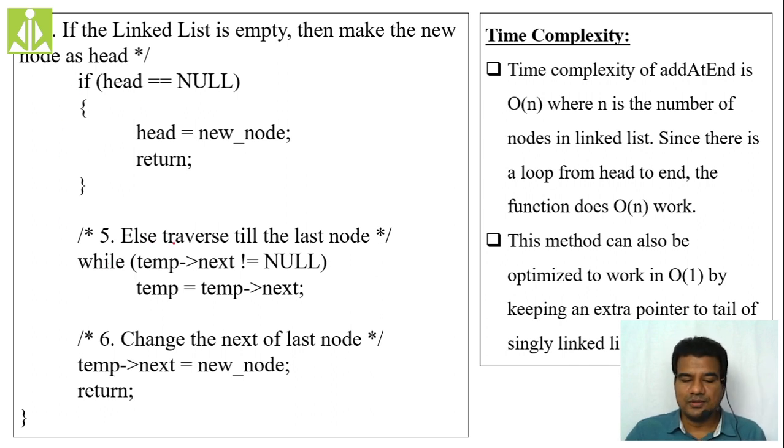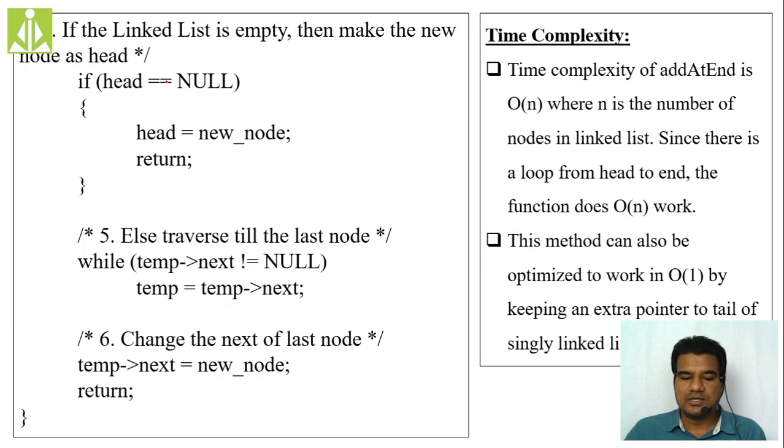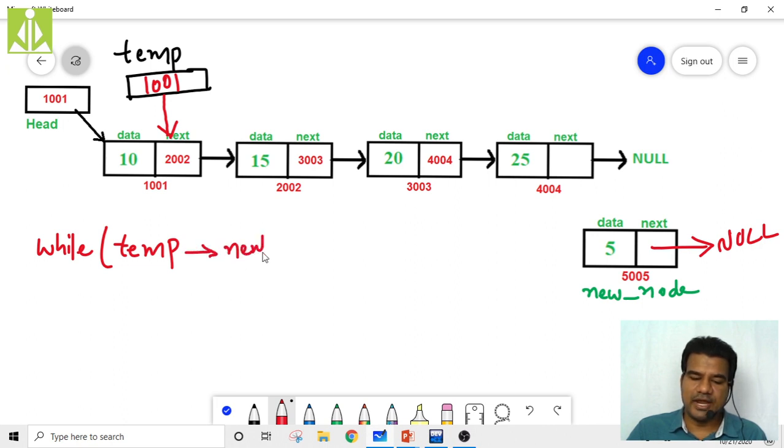So next what we have to do? Else traverse till the last node. How do we traverse? See, check this one. Temp of next must not be equal to null. So what is temp? Temp is 1001. So here we are saying temp of next must not be equal to null. I am writing the statement over here because it is important: while temp of next is not equal to null.